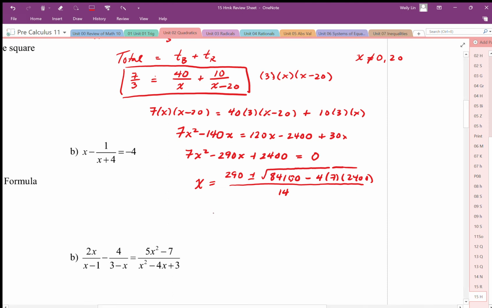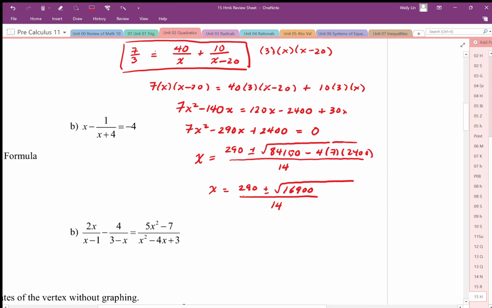So when I subtract that, I end up with 290 plus minus the square root of 84,100 minus 67,200. I get 16,900. And that's all over 14. 16,900 is a perfect square of 130. So I end up with 290 plus minus 130 all divided by 14.